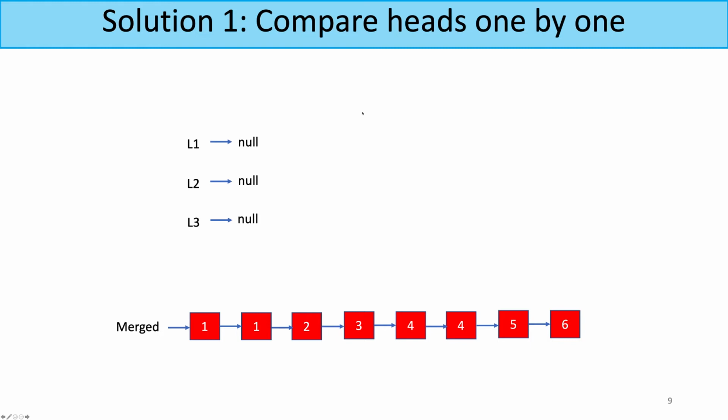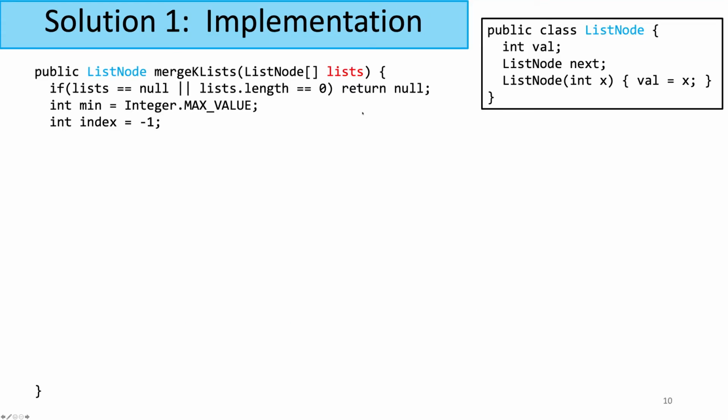So now let's look at the implementation. On the top of the screen, it's given the ListNode with an integer. Each node has an integer value, and refers to the next node. In this mergeKLists function, we start with checking if the list is null or empty. In this case, we return null.